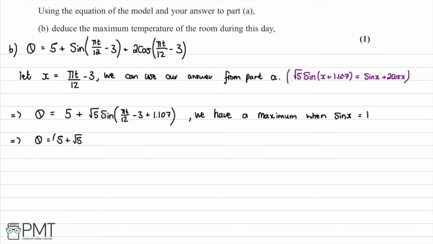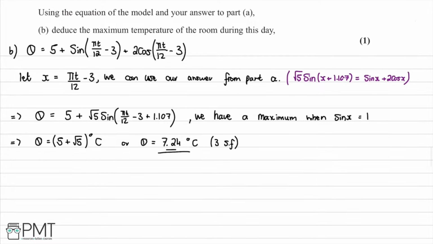So we know that this is measured in degrees C, or we can also put this into a calculator and just rounding to 2 decimal places or 3 significant figures, 5 plus root 5 is going to be equal to 7.24 degrees centigrade, and that's the 3 significant figures.